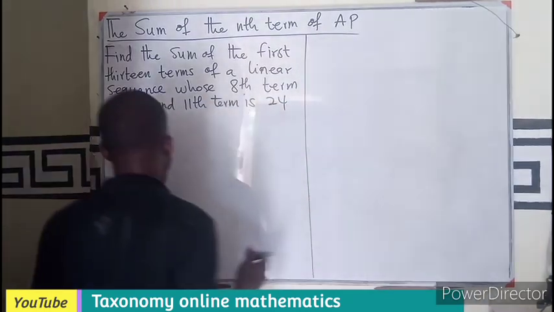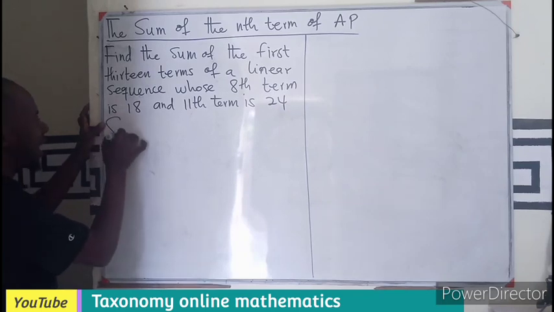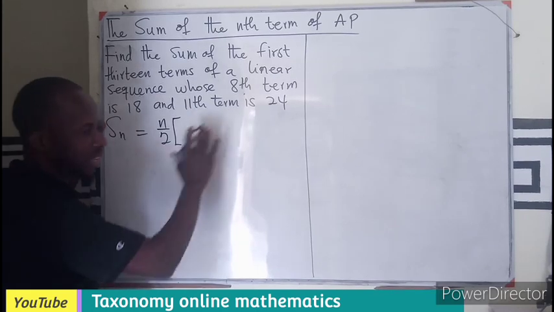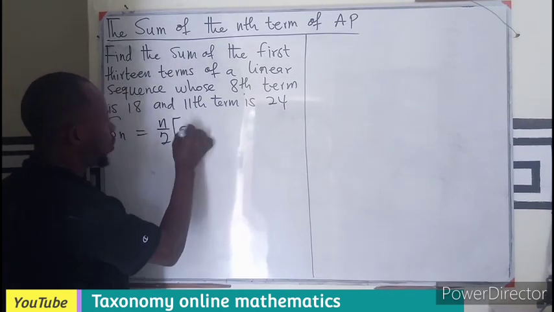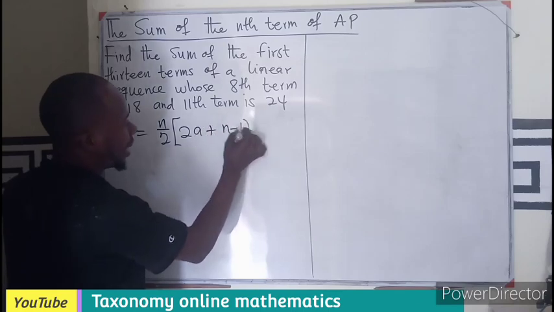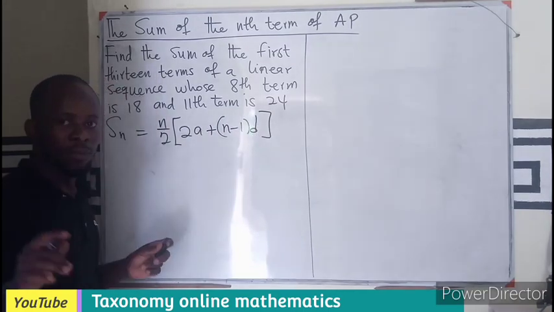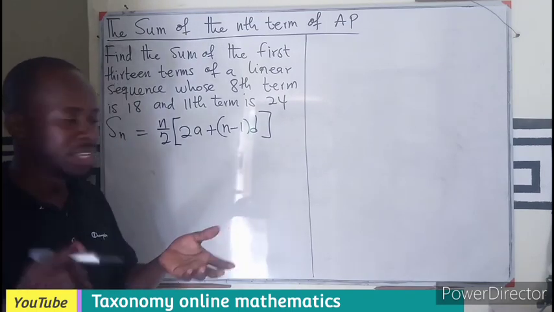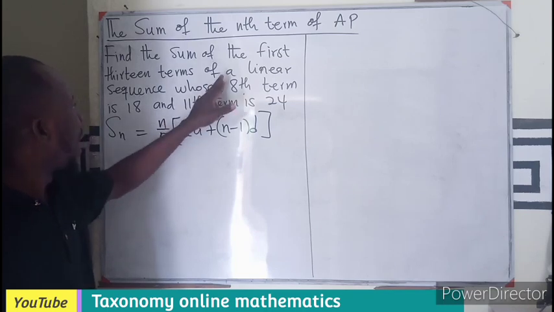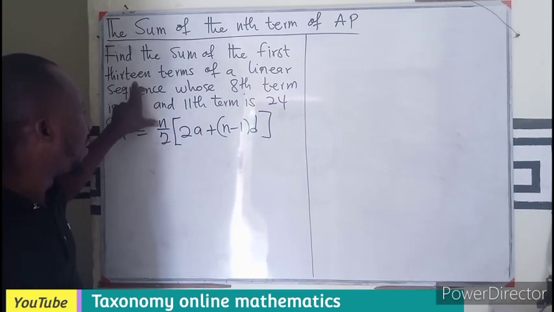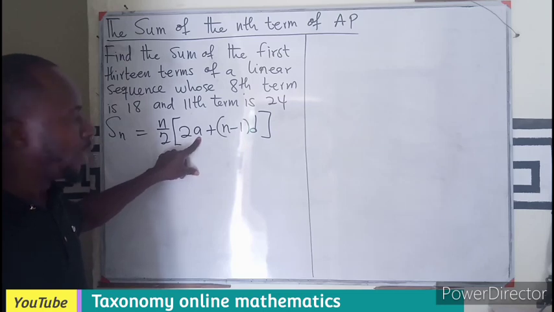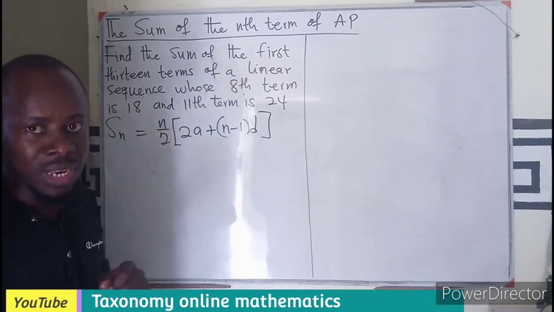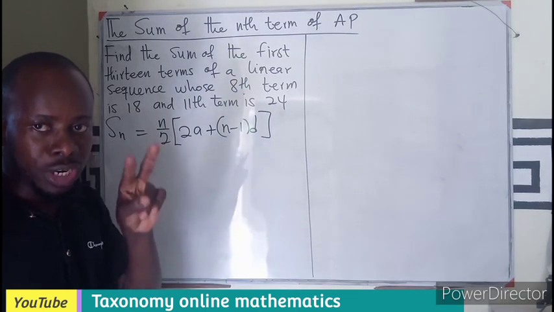So I begin with the formula which says Sn equals n over 2. Since we don't have the sequence yet to know the last term, I use 2a plus (n minus 1)d. If we were to know the last term, this formula would have been different. So what do I need? I need the n term, which I already know as 13. I need the first term, which is nowhere to be found in the question. I need the common difference, nowhere to be found in the question. So I can't solve if I don't know these two terms.